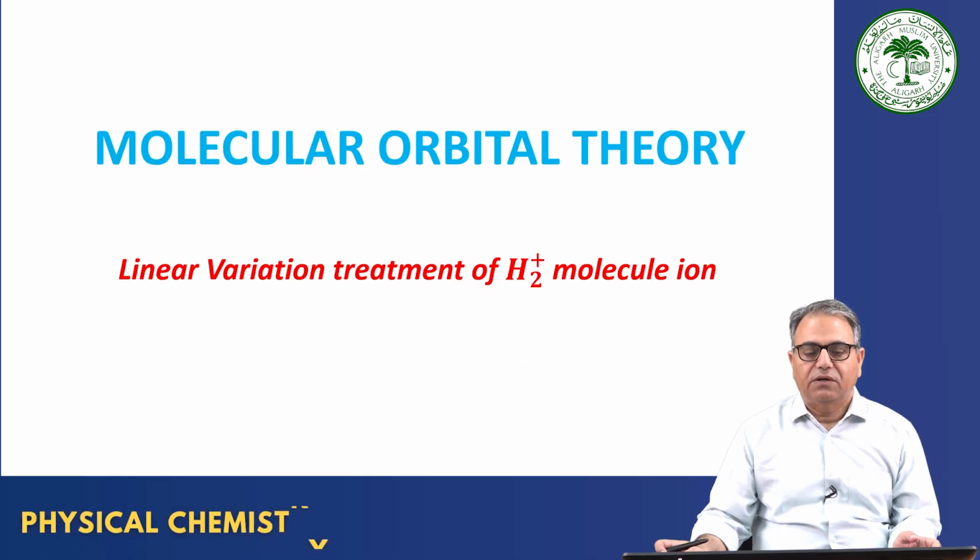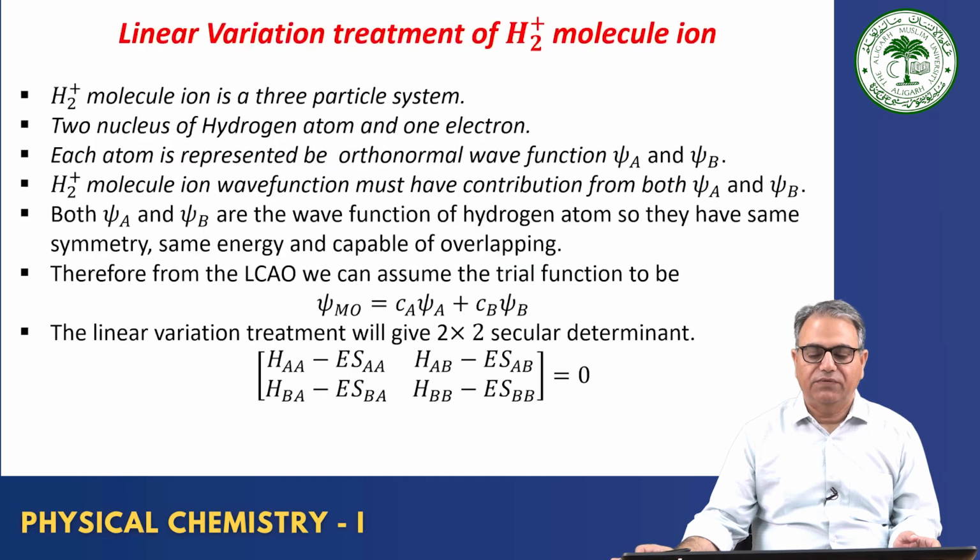In the previous module, we were talking about molecular orbital theory, and we applied the linear variation treatment to the H2 plus molecule. We started with the linear combination of two atomic orbitals of hydrogen. I will skip through this slide just to recap what we did in the last module.